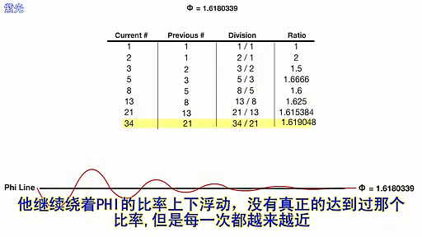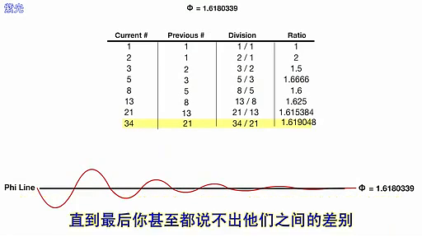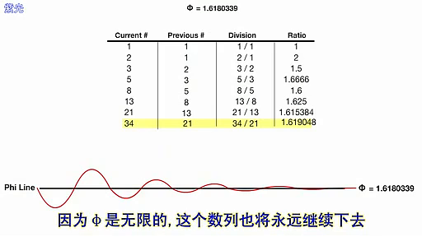It continually oscillates over and under the phi ratio, never quite making it there, but continuing on closer and closer every time, until eventually you can't even tell a difference. Because phi is an infinite number, this sequence will go on forever.